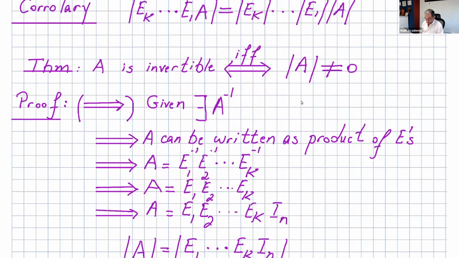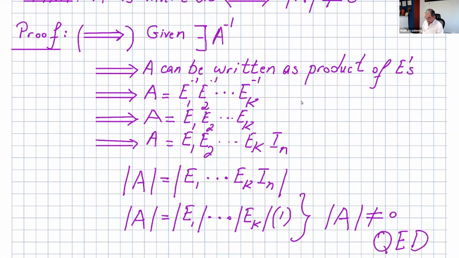Little proof. If we go one way, we assume that A has an inverse. When we have an inverse, we learn that A can be written as a product of elementary matrices. We learned that in the last videos. Because the inverse of an elementary matrix is itself an elementary matrix, you can just write it like that, E1, E2 times Ek. So A can be written as E1 times E2 times Ek times In, you can just add it there.